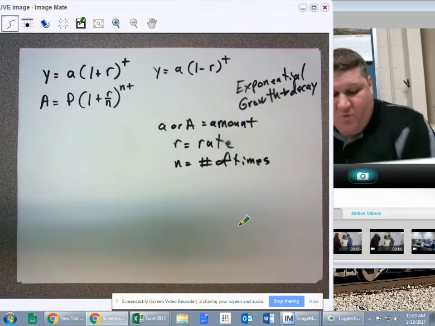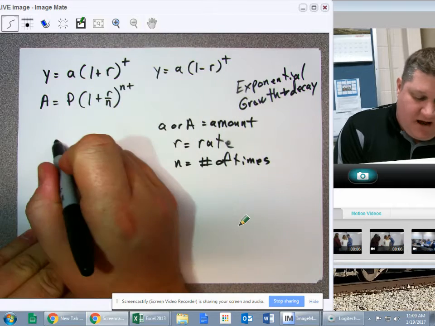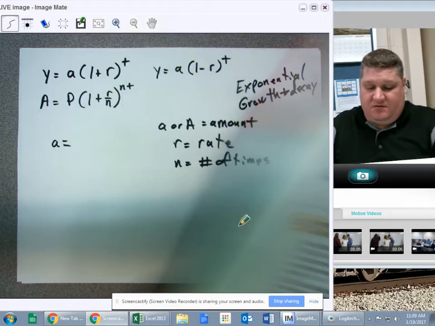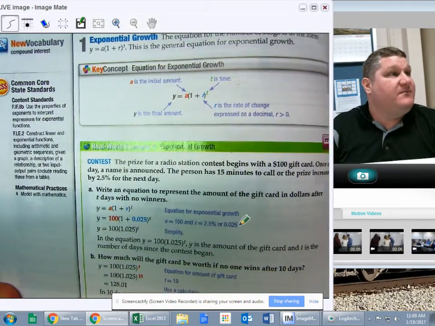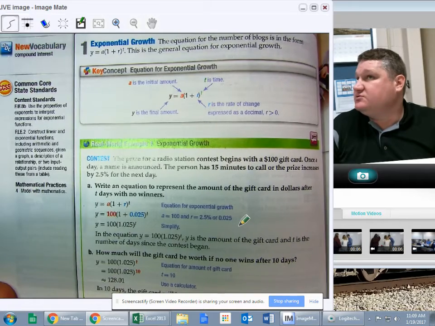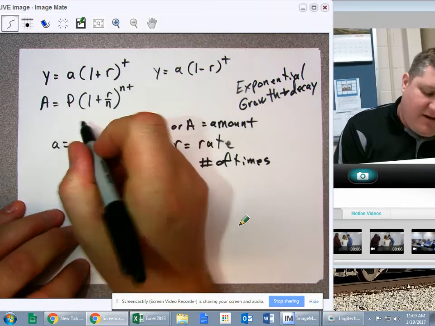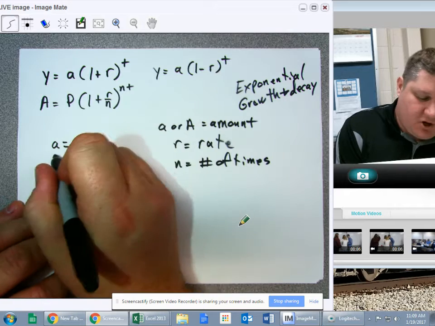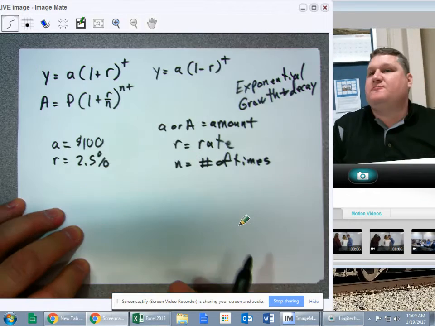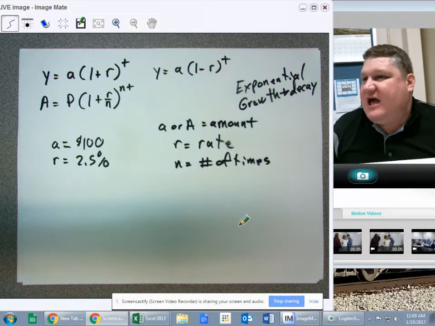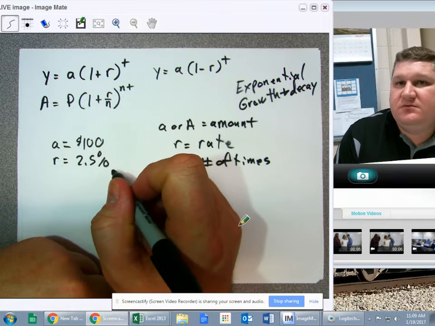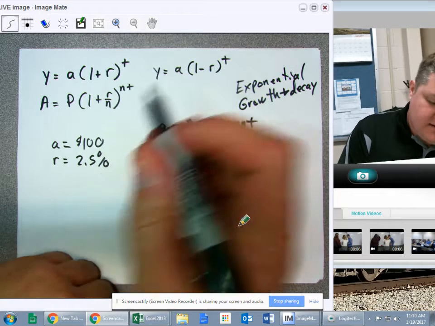So, what is the initial amount? A equaled what in that example? Does anybody remember? How big is a gift card? 100 bucks. What rate does it increase at? 2.5%. So here we go. Amount, $100. And R, now it says 2.5%, but can I put 2.5% into any math equation ever? No, why not? It's a percent. You've got to turn it into a decimal.